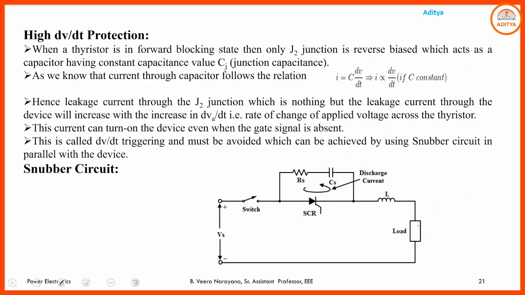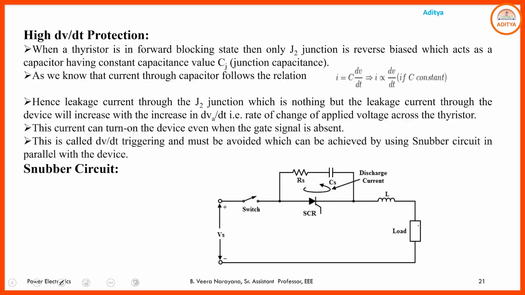And the last one, dV by dt protection. What is the need for dV by dt protection? We already discussed different turn-on methods of the SCR: forward voltage triggering, dV by dt triggering, temperature or thermal triggering, light or radiation triggering, and gate triggering. Out of these 5, the gate triggering method is the most economical, efficient and advantageous triggering method. But what is the meaning of dV by dt triggering?